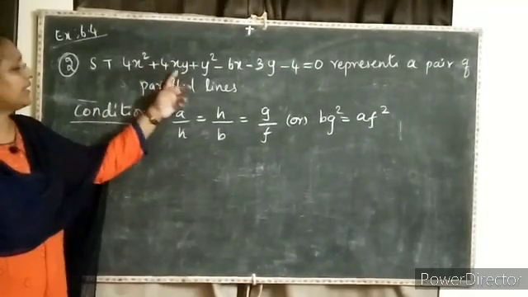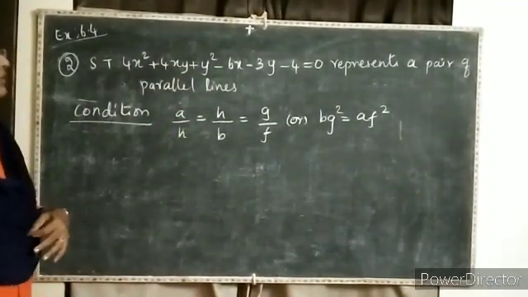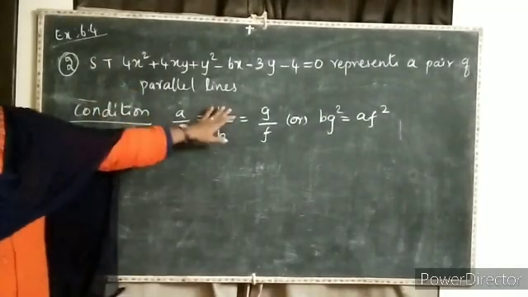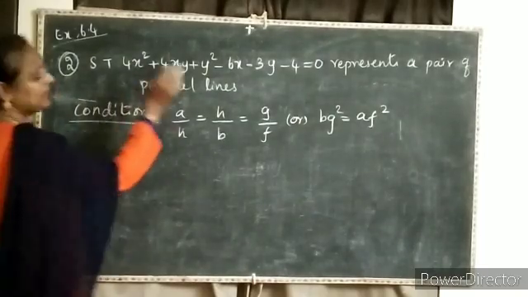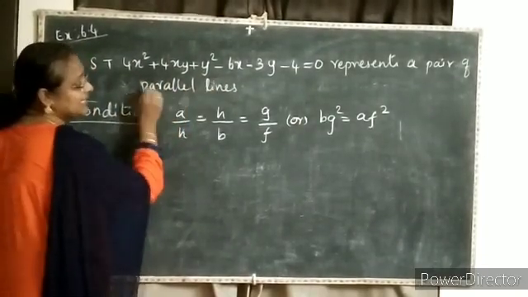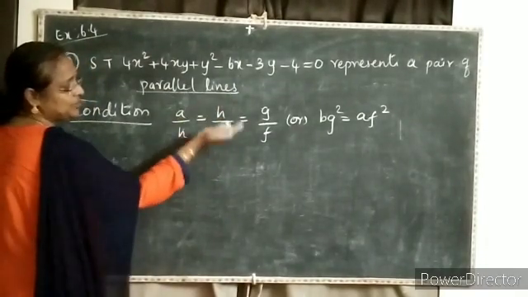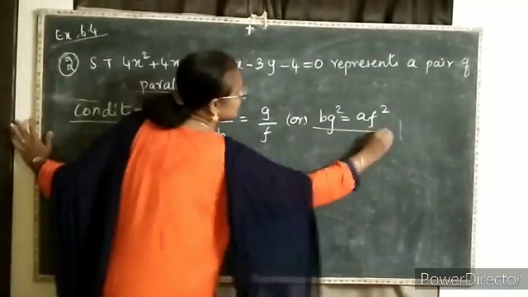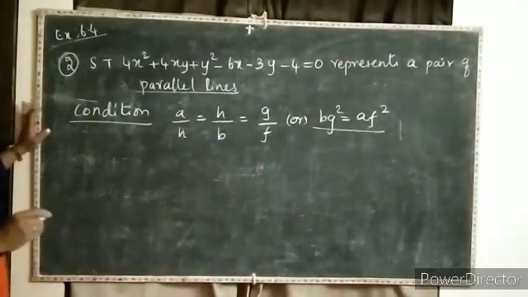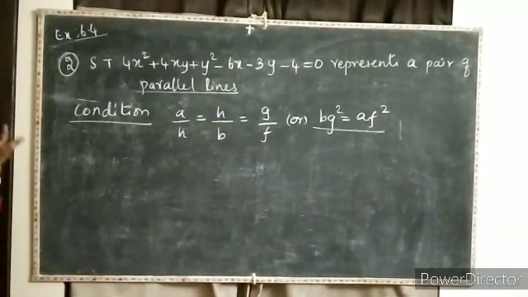Okay students, now very simple sums. Show that 4x squared plus 4xy plus y squared minus 6x minus 3y minus 4 equal to 0 represents a pair of parallel lines. We know the condition. If the given pair of straight lines are parallel lines, then it will satisfy the condition a by h is equal to h by b is equal to g by f. If not this formula, we can use this formula, very simple: b g squared is equal to a f squared. In order to use that formula, we should know the values of b, g, a and f.